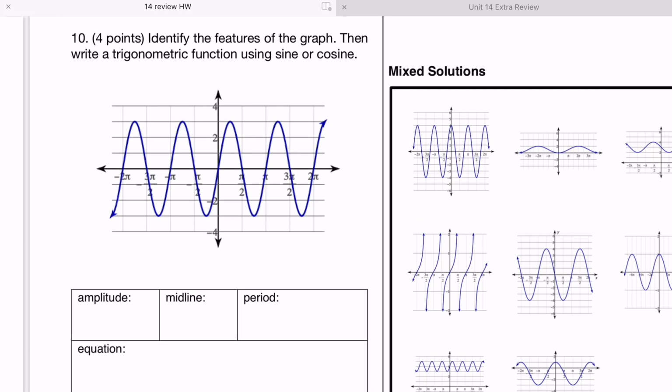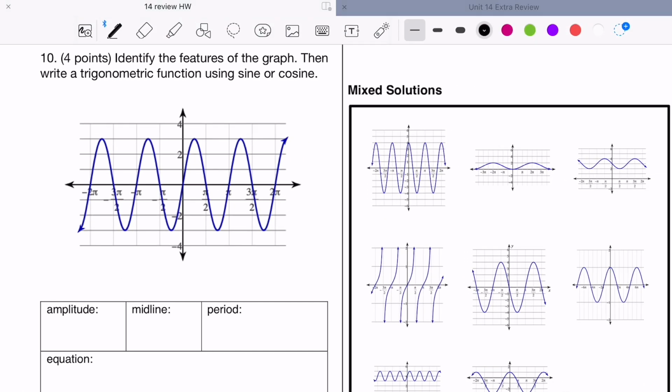Moving on to number 10. We can see right here, this is the midline again. That lets me know that the amplitude is 3, so the midline is y equals 0. The graph has a distance of 3 from the midline, so that means that the amplitude is 3. So a equals 3, c equals 0, and the period is 2 pi divided by that b.